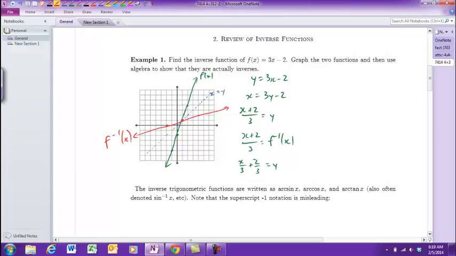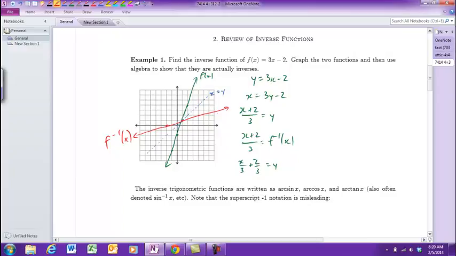And you can check that this actually makes sense. Here's my f inverse function, and it's crossing at 2/3 right there, and it has a slope of 1/3, so it's positive. If I run 3, I go up 1, run 3, go up 1. So that does make sense.